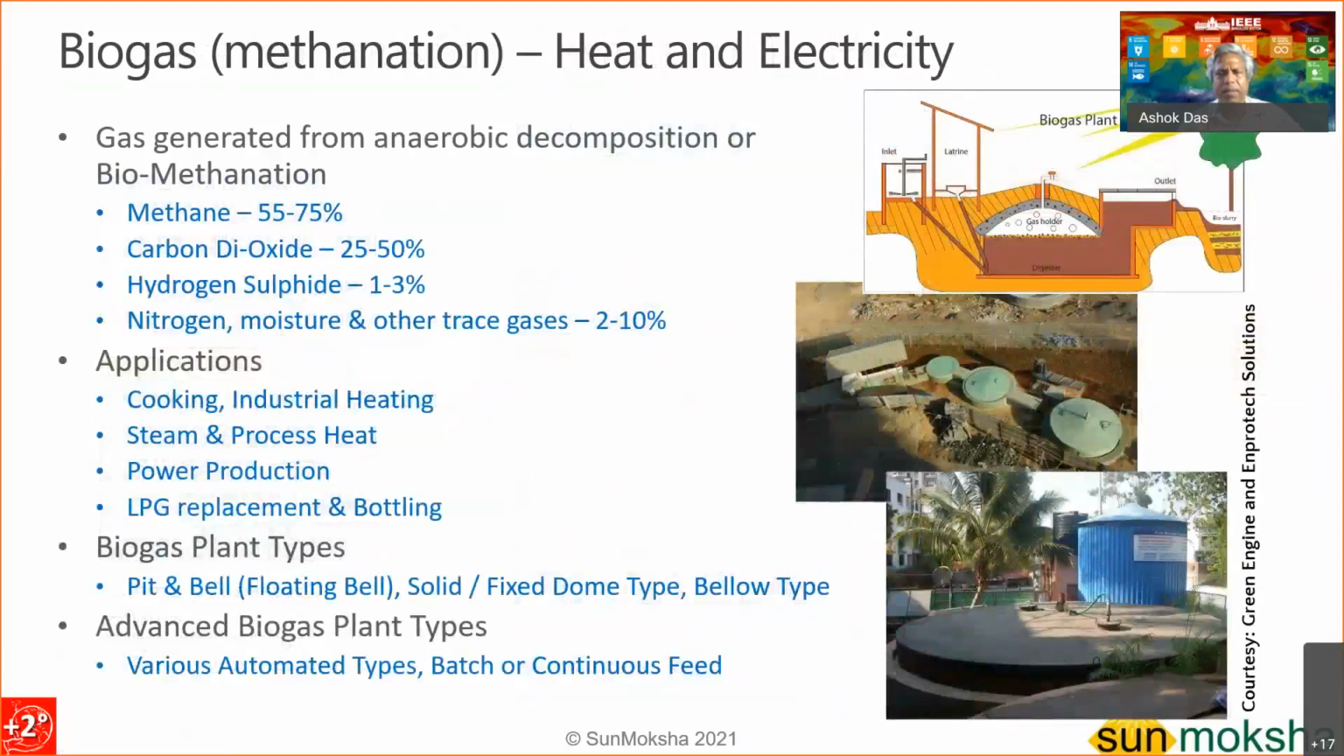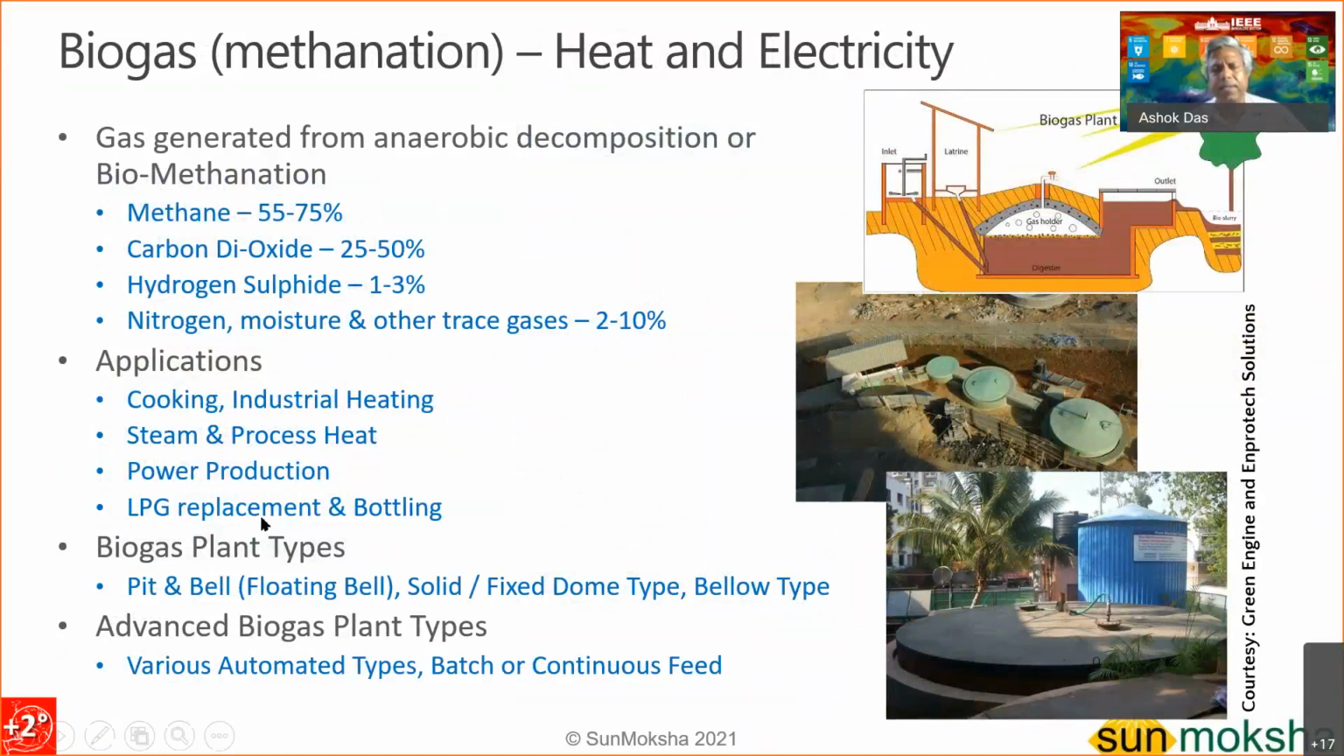Biogas is a methanation process. Whatever food waste, there is a lot of decomposable waste that we generate, and that can be converted into biogas. The best use, of course, is for industrial heating and cooking, and steam for process, but it can also be used for power production.